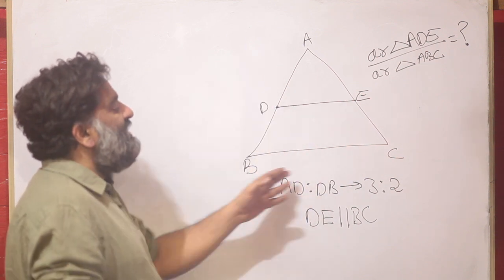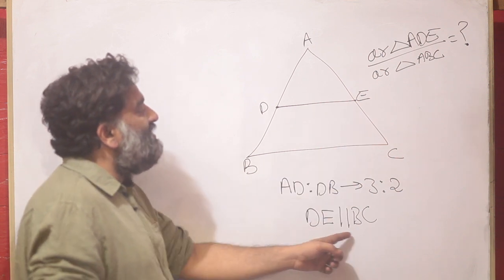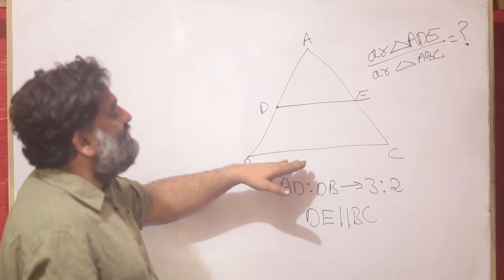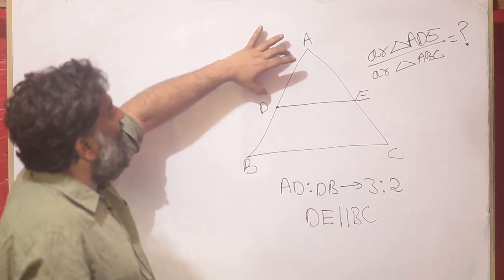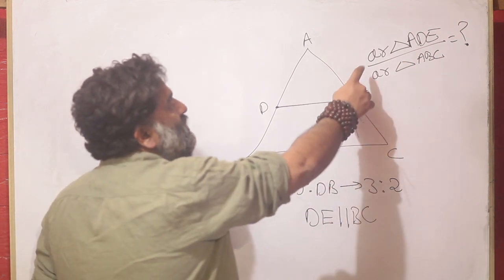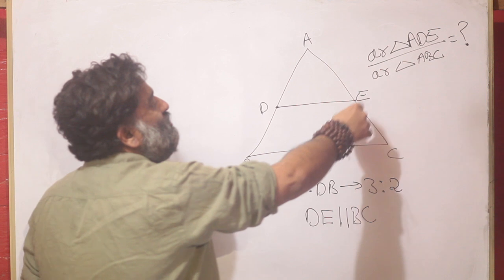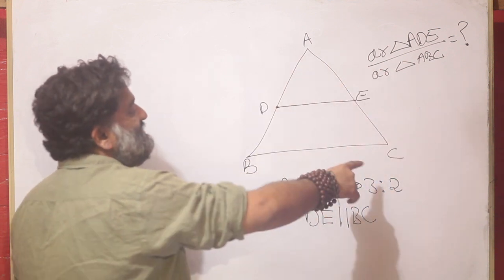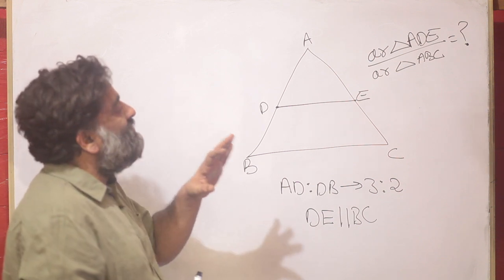There is a triangle ABC. In this triangle, this line DE is parallel to BC. So, this line is parallel to this line. Furthermore, the ratio of AD to DB is given as 3 to 2. And your question is, what is the ratio of the area of the triangle ADE to the area of the triangle ABC? So maybe hit pause right now and try and solve the question by yourself.